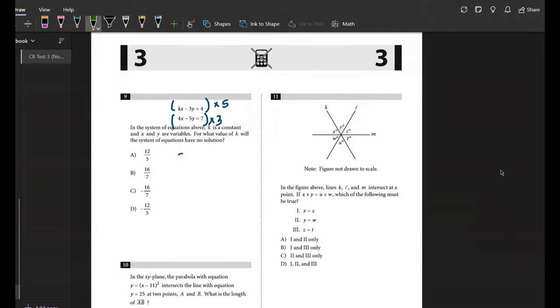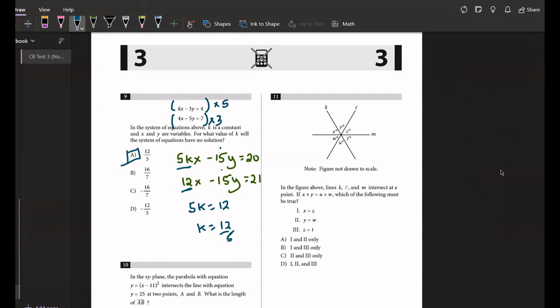So when we do that, it becomes 5 times kx minus 15 times y equals 20. And the second equation becomes 12x minus 15y equals 21. Now the coefficient of y in both equations is the same. Therefore, the coefficient of x must also be the same. So you can say 5k is 12, or k is 12 over 5, which is option A.